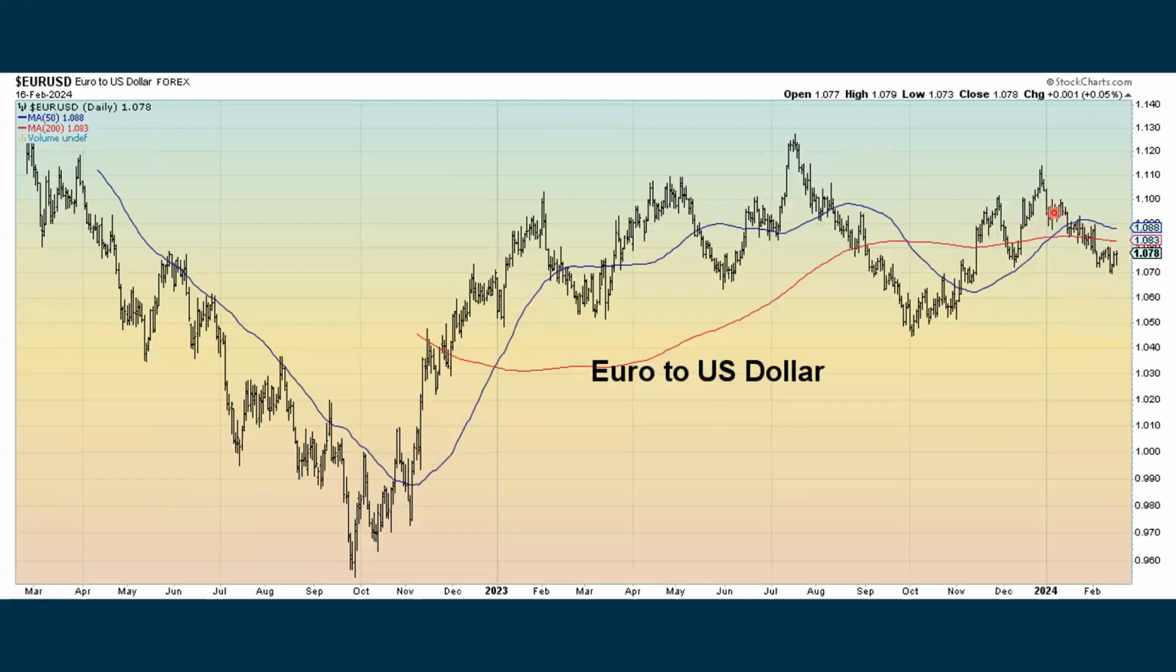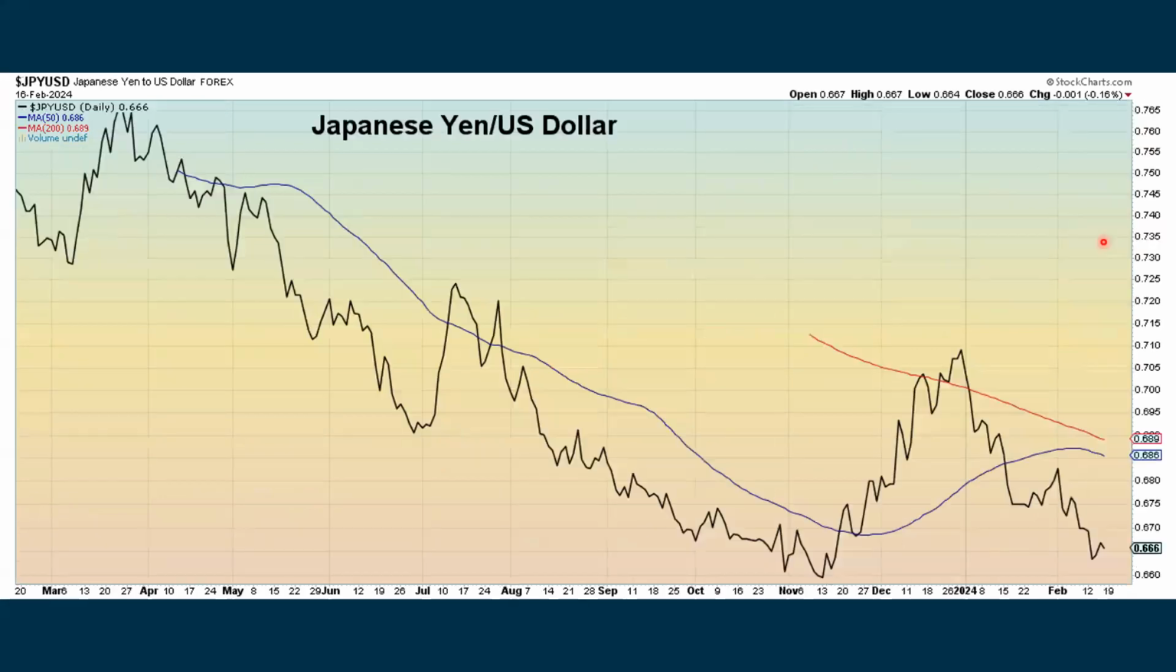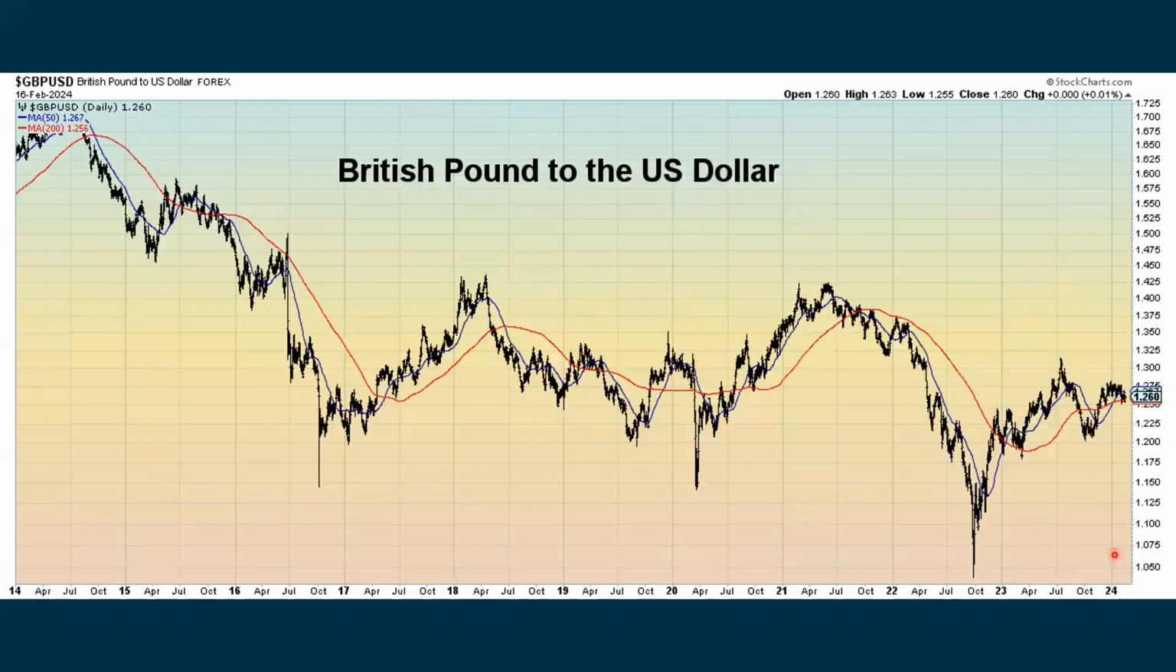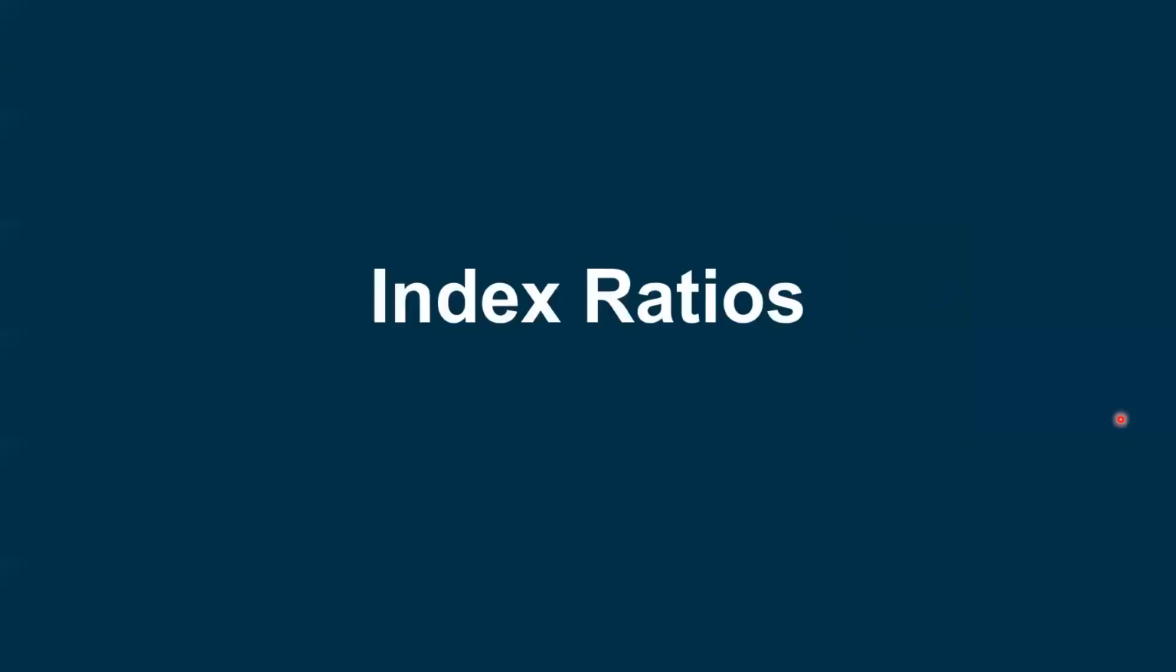And here's the euro, where we're dropping below the moving averages, even though the euro is still in a longer-term uptrend. The Japanese yen continues to be in a downtrend compared to the dollar. The British pound's been pulling back, but it's still in an uptrend compared to the dollar.